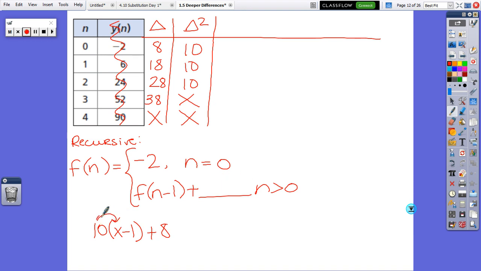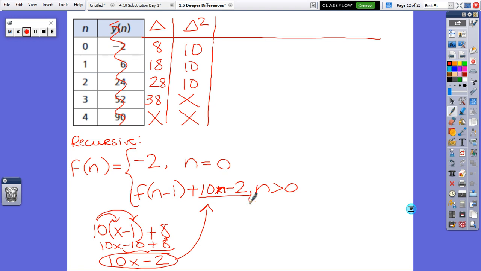So we distribute: 10x minus 10 plus 8. Combine our like terms, 10x minus 2, and put this in here. So 10x minus 2. And, sorry you guys, for when n is equal to 0. All right, so that's recursive. Then we'll do the closed form.